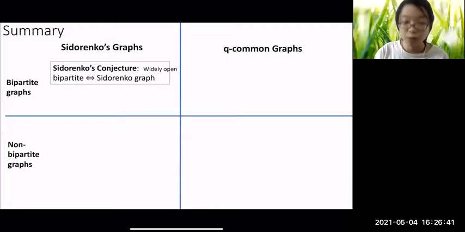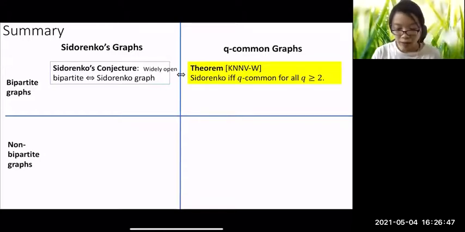And this is still widely open. It's very hard. Sidorenko's conjecture, and its connection to Q-common graphs, is that we showed a graph is Sidorenko if and only if it is Q-common for all Q at least 2. So if a graph is Q-common for all Q at least 2, then it cannot fall in the second row, because it has to be bipartite.